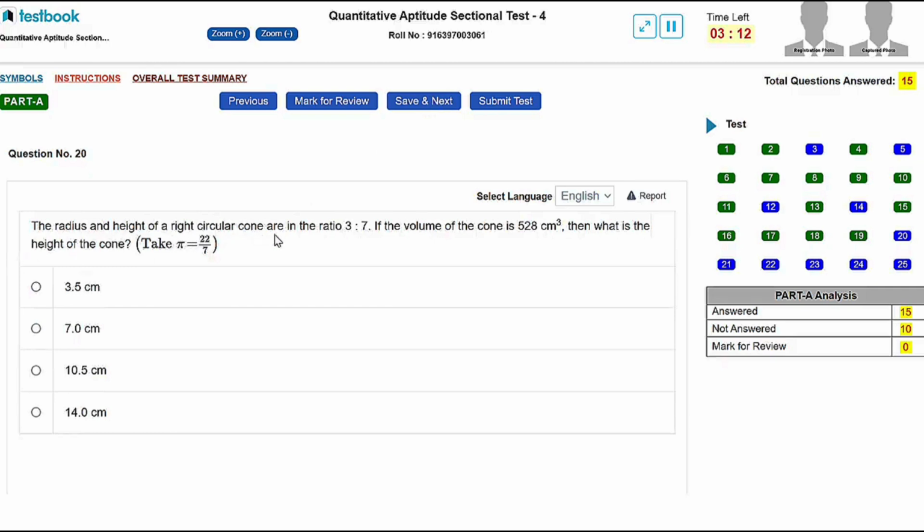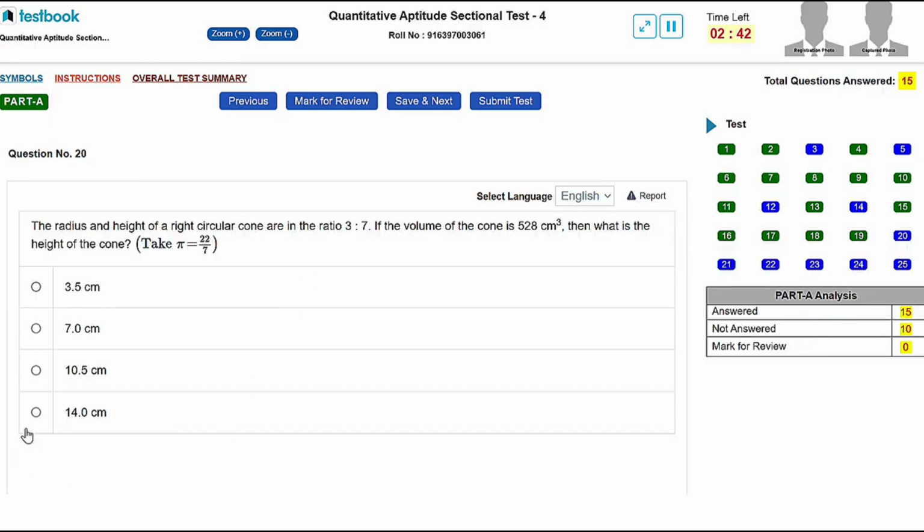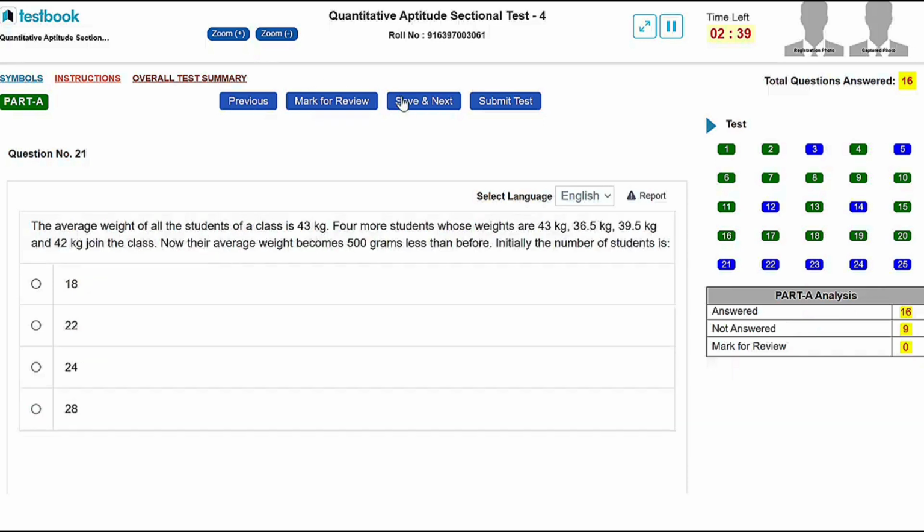The radius and height of a circular cone are in the ratio 3:7 and the volume of the cone is 528 centimeter cube. Then what is the height of the cone? 14. This was also a completely formula based question.